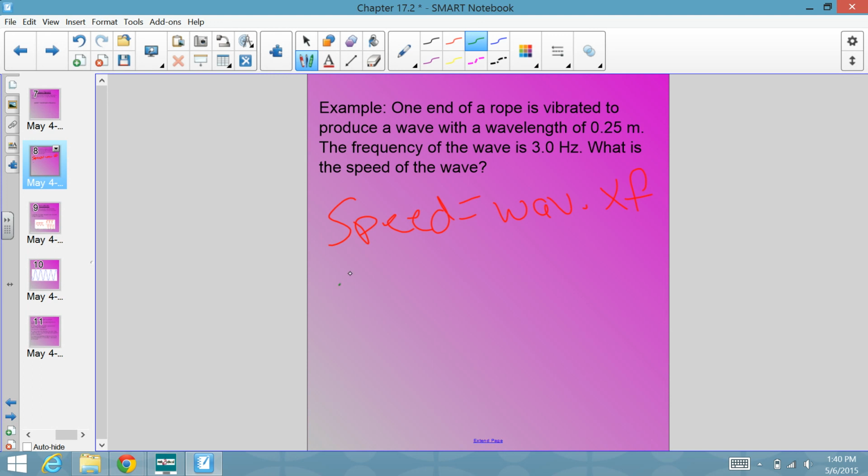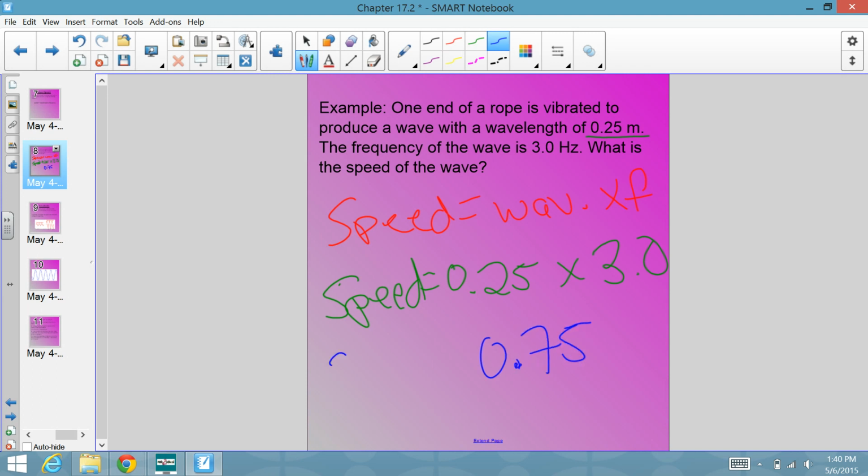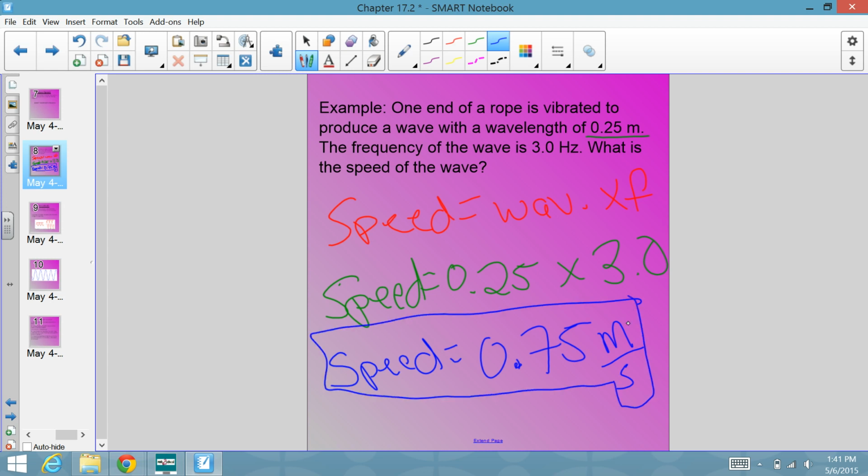So, if we're looking for the speed, we have to take the wavelength, which is 0.25 meters, and we multiply that by the frequency, which is 3.0 hertz, and 0.25 times 3 is 0.75. And because we were just looking for speed, the appropriate units for 0.75 are meters per second. So it's a pretty straightforward equation. You just take what you're given and plug it in where it belongs.